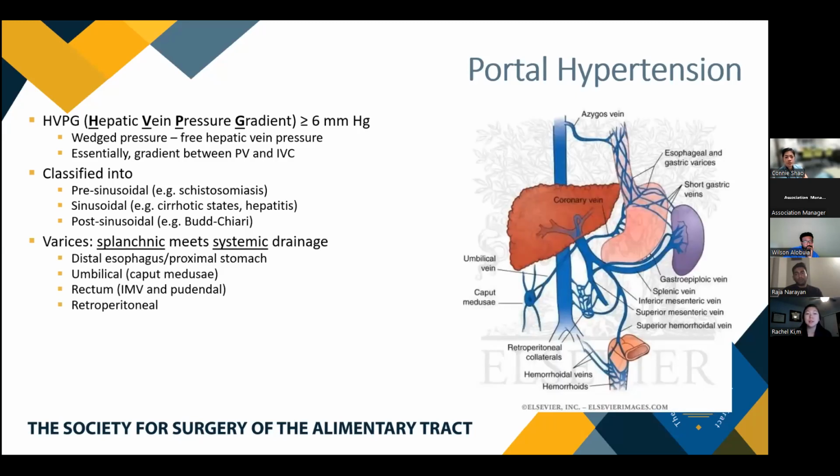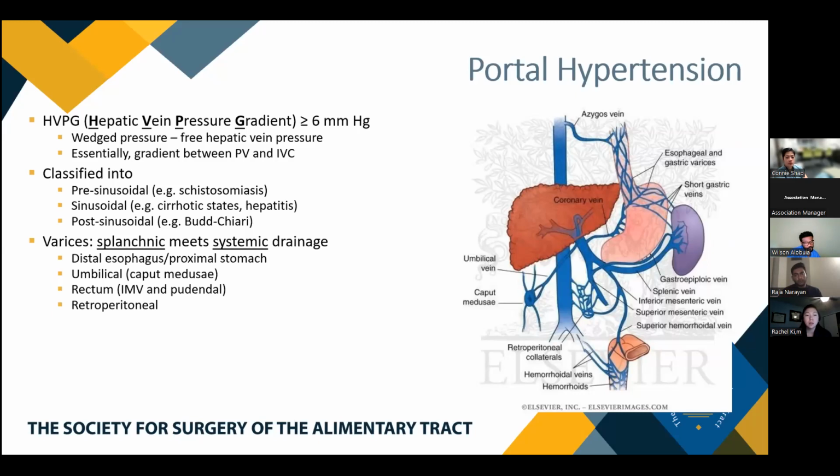So I think in terms of the surgical world, where we come into play with portal hypertension the most is with varices, and we see a lot of variceal bleeding, and we get called and consulted a lot for that. Obviously, you develop varices anytime the splanchnic or the portal system meets the systemic drainage. And so the most common area is obviously the distal esophagus and proximal stomach. That's where we get our esophageal varices that we're always getting called about. You can get umbilical varices, also known as caput medusae. In the rectum, where the inferior mesenteric vein and the pudendal systems meet, as well as retroperitoneal varices as well.